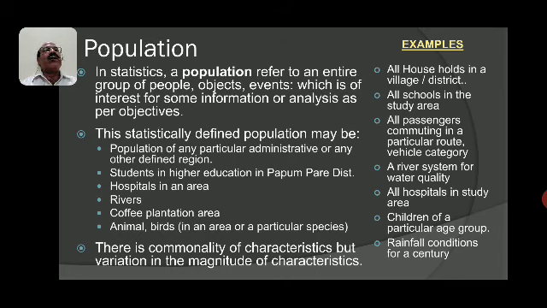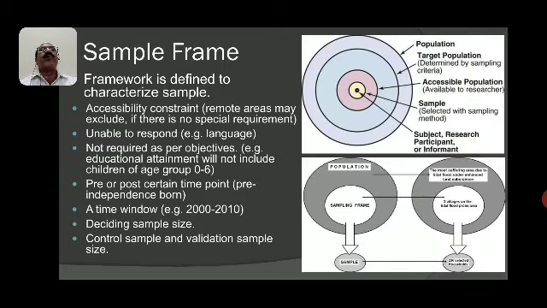Okay, then examples, as I said, all the households in a village or a district, all schools. Likewise, we can take samples, for example, from the population. Then the sample frame. Actually, what we want, say if you take the households of Arunachal Pradesh, does that make sense? Or you have to prepare a framework. That means accessibility or constraint. Say remote areas may be excluded.